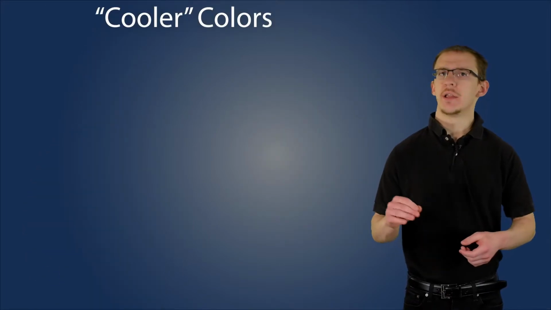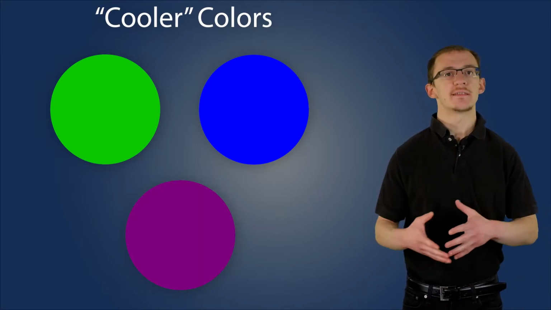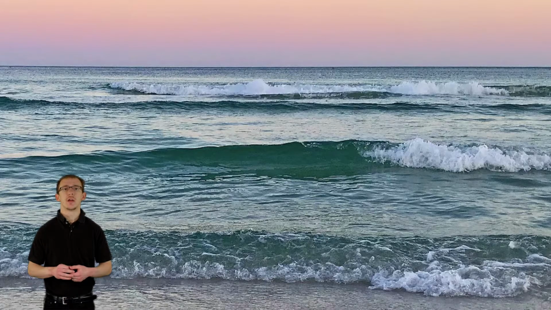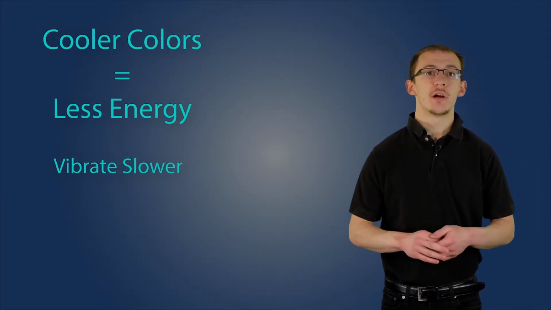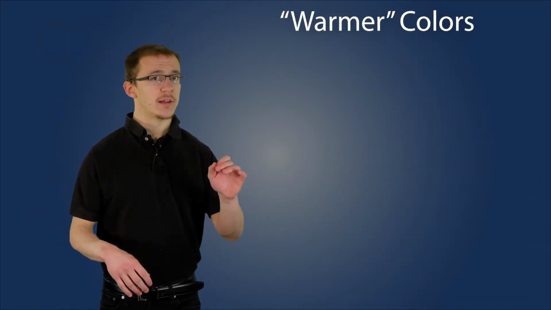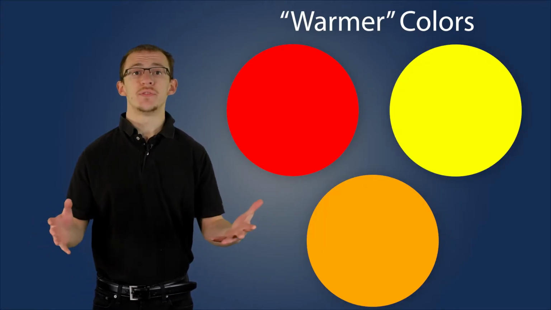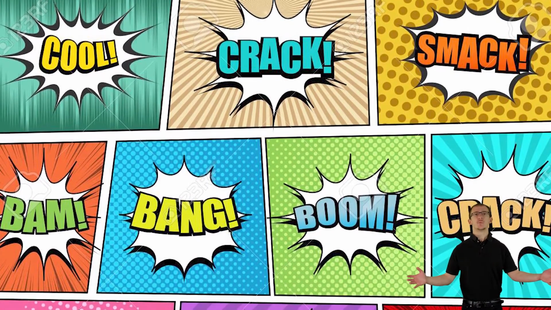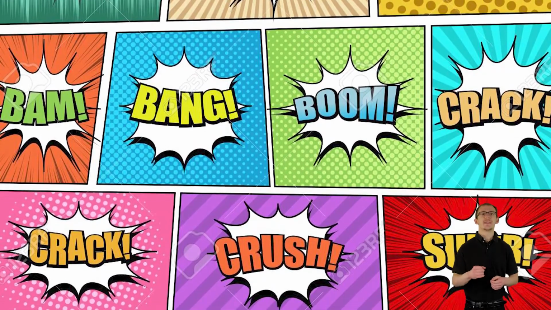Cooler colors, like green, blue, or purple, often evoke feelings of reservation and relaxation. Think of pictures of the calm open ocean, with blues and greens in the sea and a clear blue sky above. It's calming, right? Their photons have less energy, so they vibrate slower and have longer wavelengths. Now, on the other hand, warmer colors, like red, yellow, or orange, often energize or enthuse viewers. See these comic bubbles with their onomatopoeia? Lots of reds and yellows and oranges show violence and energy.